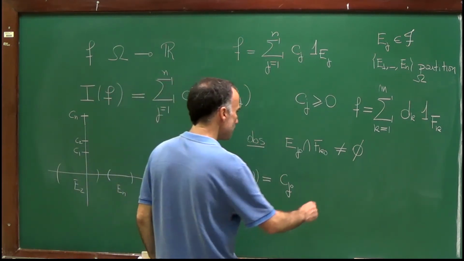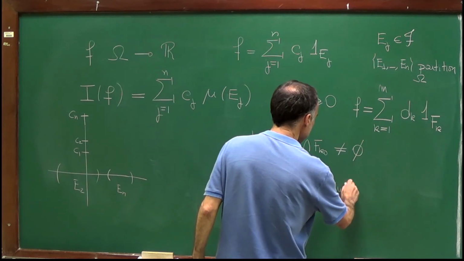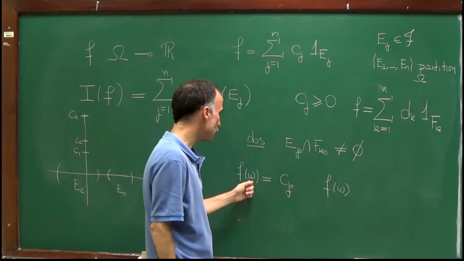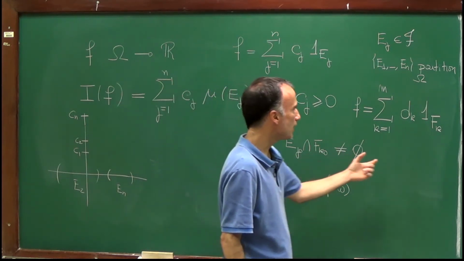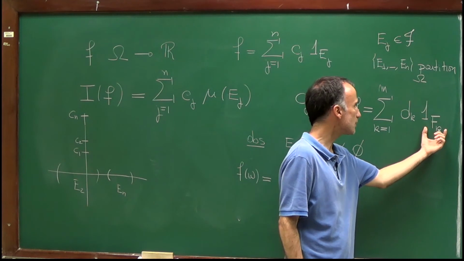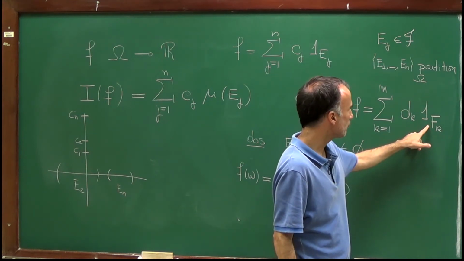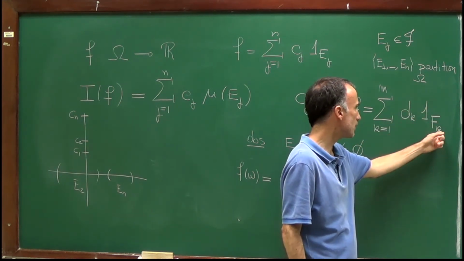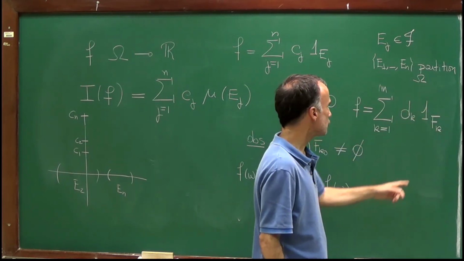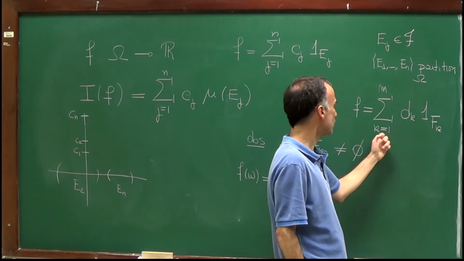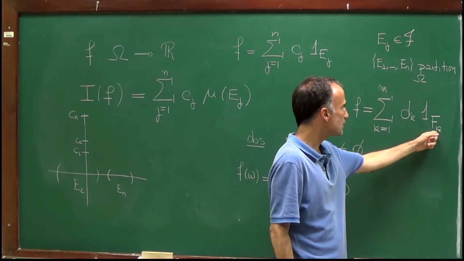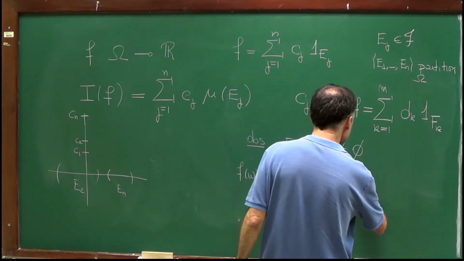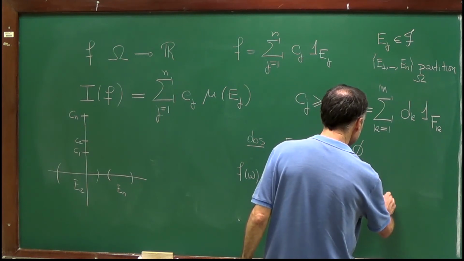For the same reasons, considering the second representation of f, since omega belongs to Fk0 and Fk forms a partition of the set omega, the indicator of Fk at omega will be equal to 0 for all k's but for k equal to k0. So the sum will be reduced to k equal to k0. In this case, this indicator is 1, and here we get dk0. So f of omega will be equal to dk0.